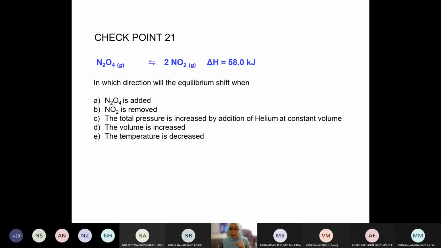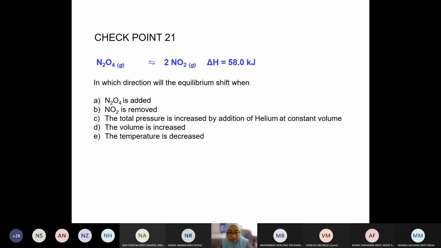However, you have to consider the condition. The helium ataupun the inert gas is added in at constant volume. That means the volume will not change. Whatever happens inside there, the volume will not expand. So what will be the answer for C, guys? In which direction will the equilibrium shift? No change. No change. Okay, alright, so we have no change.